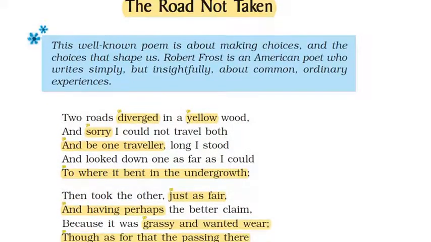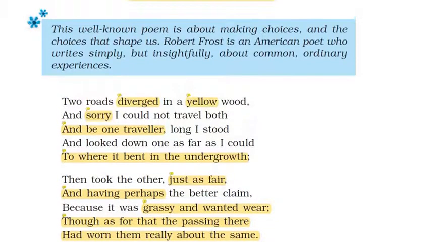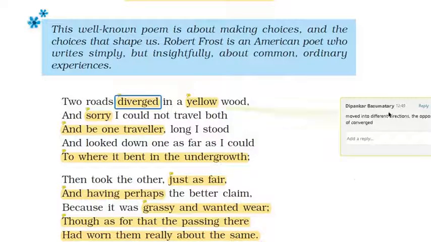So let's see what he means. We'll discuss the unfamiliar words and also the literary devices he has used. Two roads diverged in a yellow wood. So he is talking about the fork, a turning point in which he can see two roads going into two different directions. And that is the meaning of diverge. To diverge means to go into different directions. It's the opposite of converge. This is the note that I have written here: moved into two different directions, the opposite of converged.